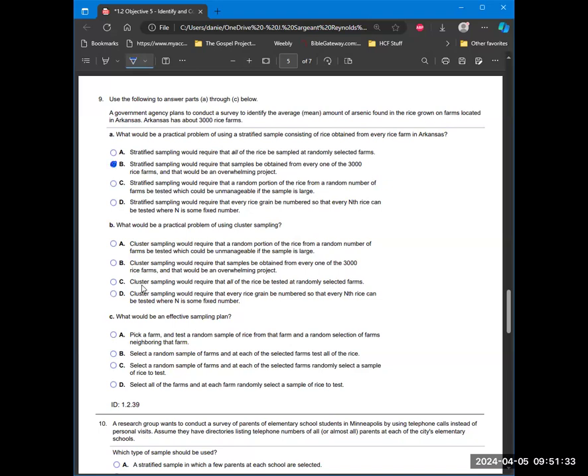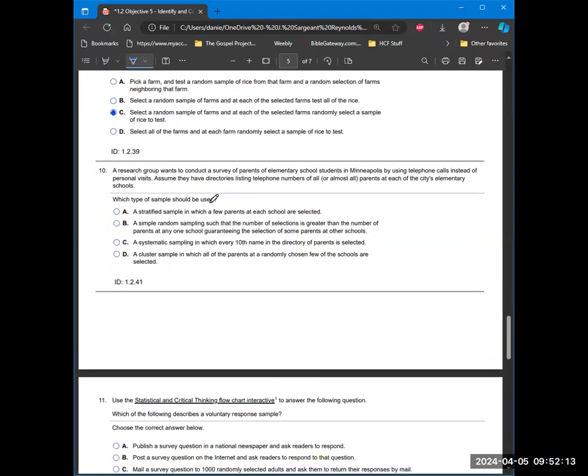So there we go. Question B, what would be a practical problem in using cluster sampling? Cluster sampling would require that all of the rice be tested at randomly selected farms. So that's also a problem, to test all of the rice from particular farms. So what would be an effective sampling plan? To select a random sample of farms, and at each of the selected farms randomly select a sample of rice to test. So that would be C.